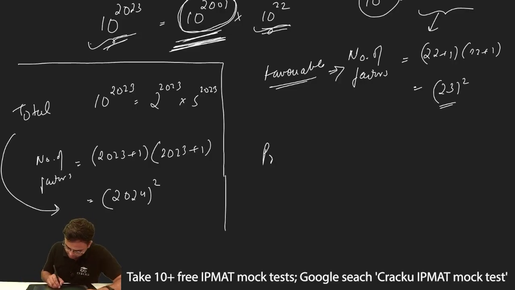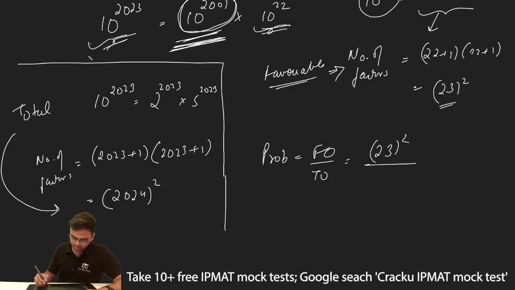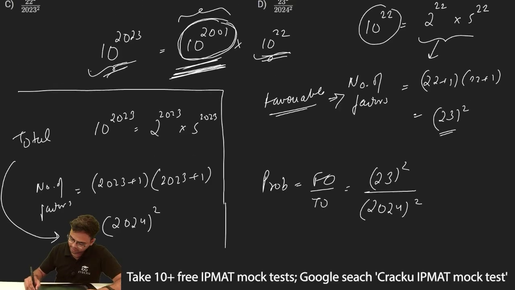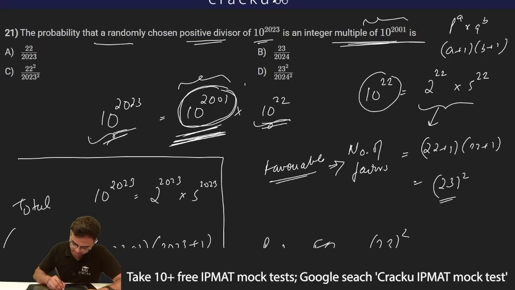The probability is favorable outcomes divided by the total number of outcomes. What is favorable outcomes? It is 23 whole square. What is total outcomes? It is 2024 whole square. Therefore, the probability will be 23 square divided by 2024 whole square, and thus my answer will be option D, which is 23 square divided by 2024 whole square.